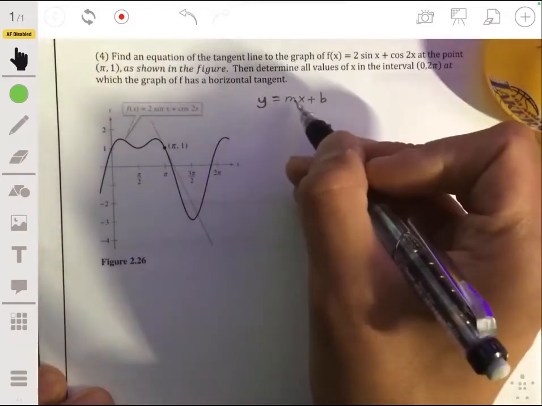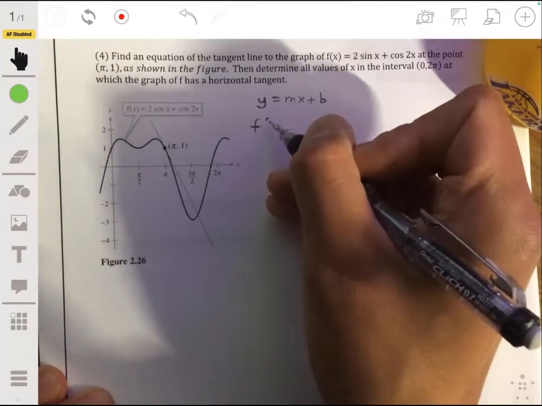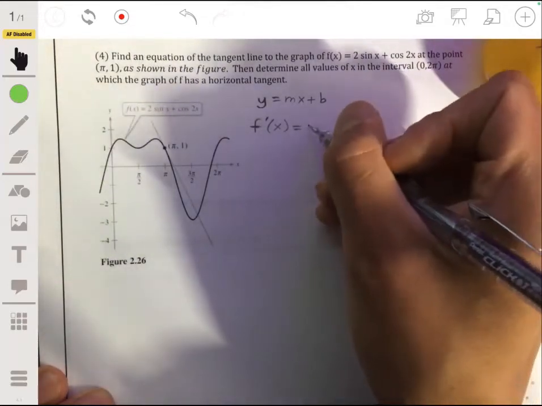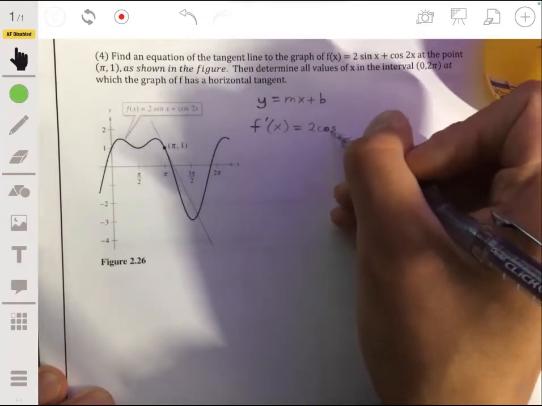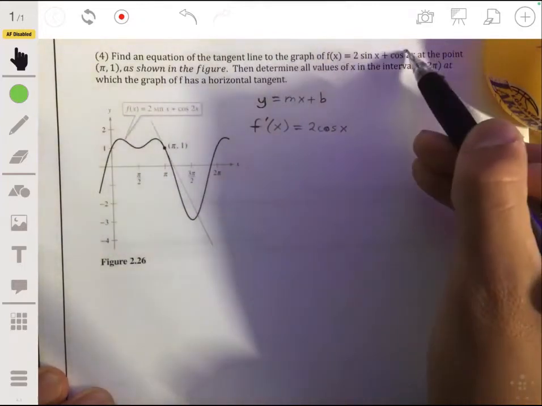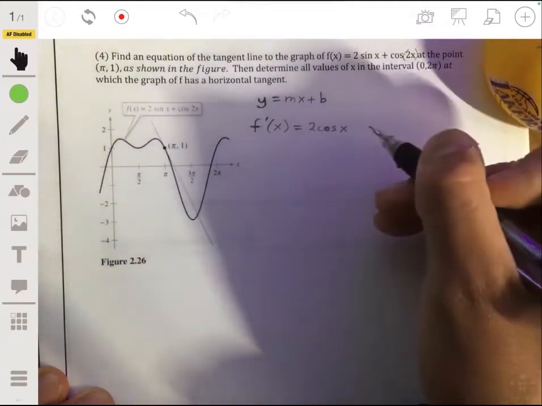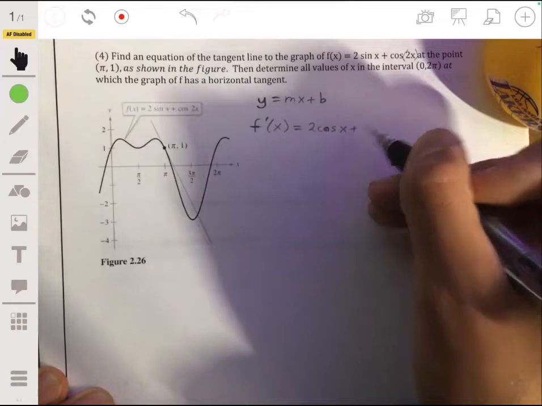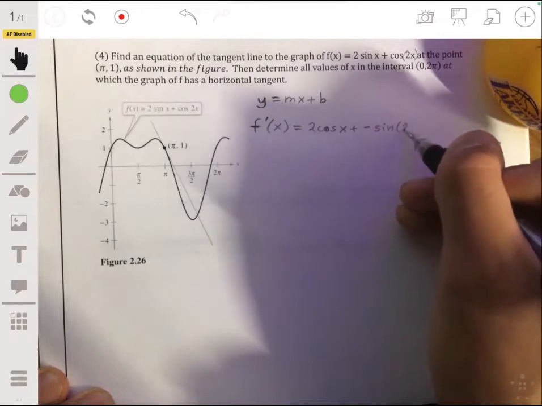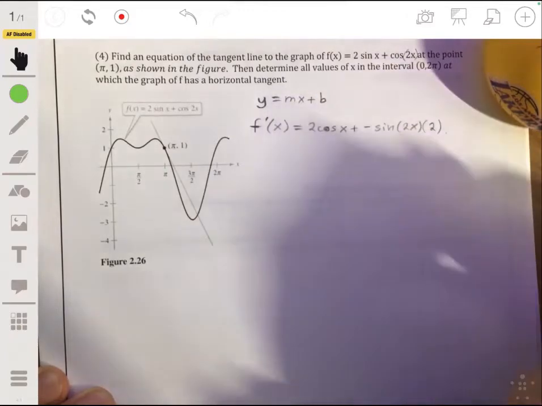So to find the slope, we need to find the derivative of our function. So f prime of x will be equal to the derivative of 2 sine of x, which is just 2 times the cosine of x, plus the derivative of cosine of 2x. This will be a chain rule. The inside function is 2x, the outside function is cosine. It's a cosine function, so it'll be plus the derivative of the cosine function, which will be negative sine of 2x. The derivative of 2x is just 2, so that whole thing times 2.